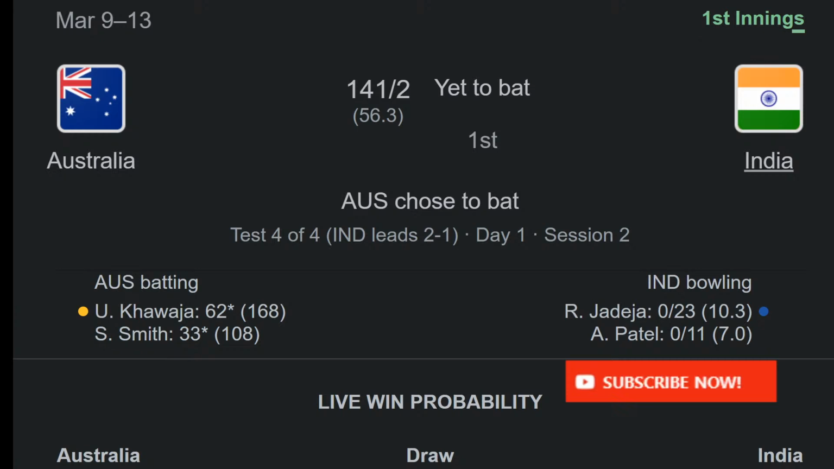142 for the loss of 2 wickets. Placed the ball towards Smith 34 and Khaja 63. 143 for 2.